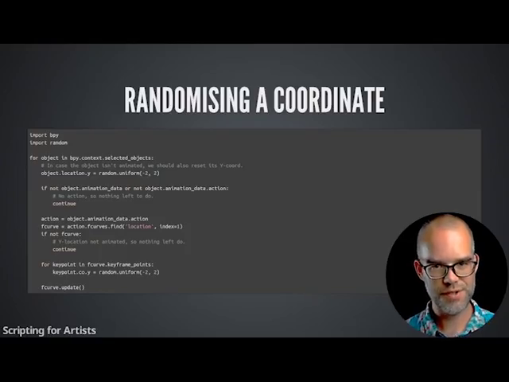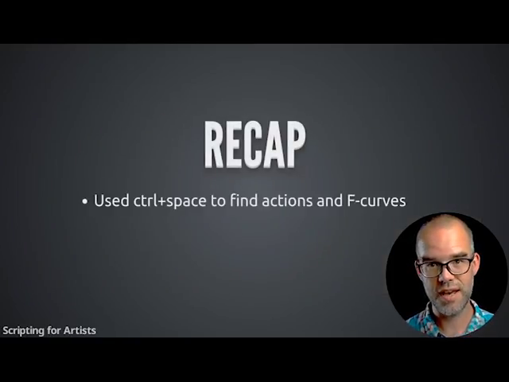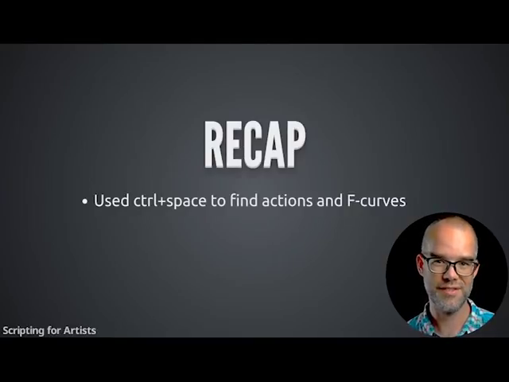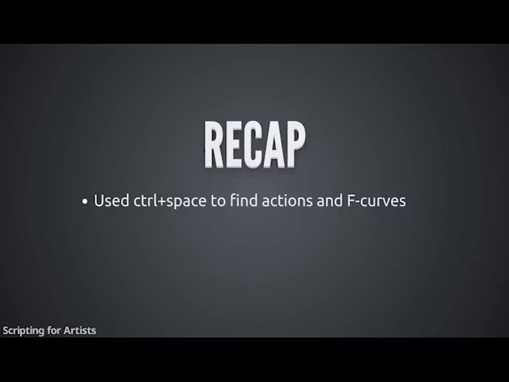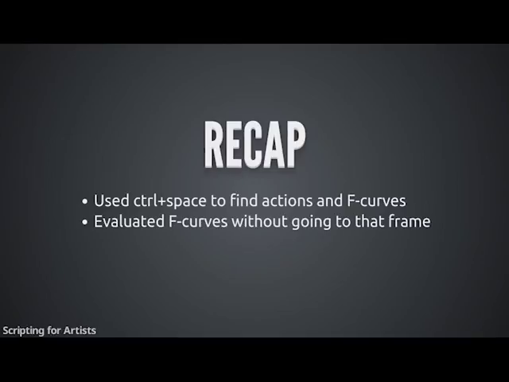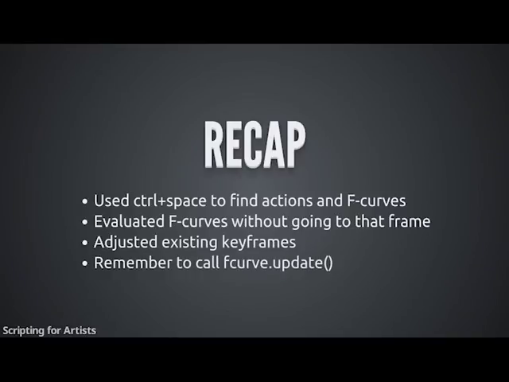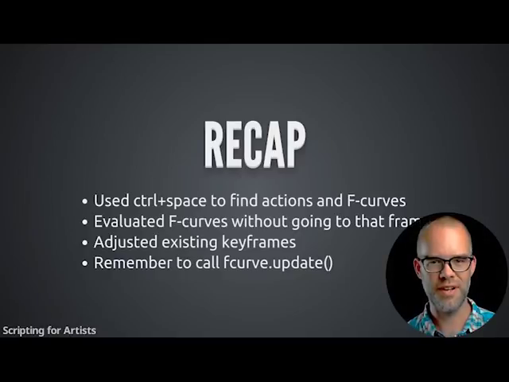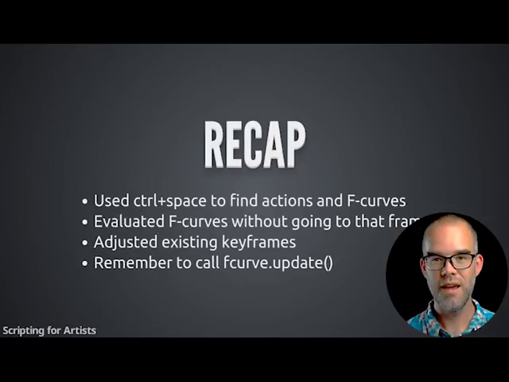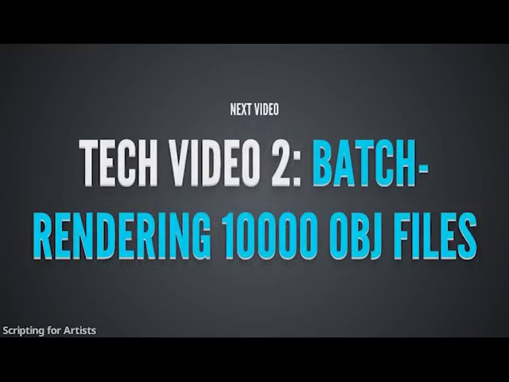And that already brings us to the end of the video. To recap, we have seen how we can find actions and F-curves using control space. And we've evaluated F-curves without going to that frame for a major speed boost. We have adjusted existing keyframes from Python. And always remember to call fcurve.update once you're done editing an F-curve to make sure that everything in memory is also set up correctly. In the next video, we'll be looking at batch rendering 10,000 OBJ files.